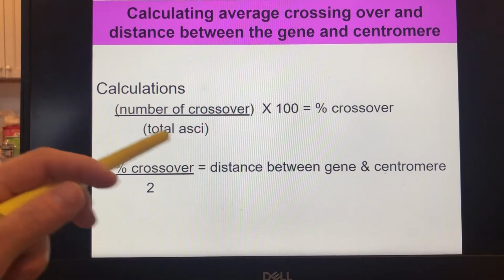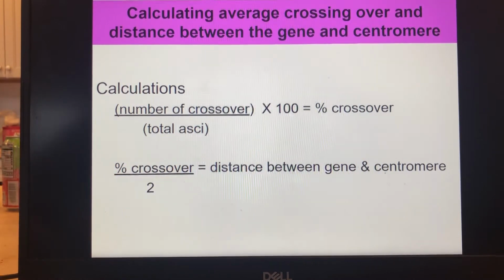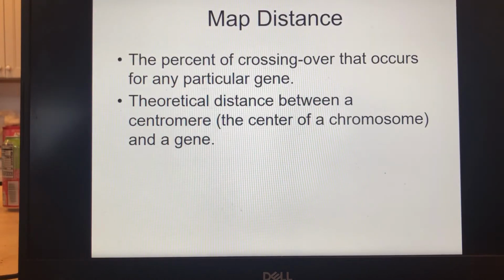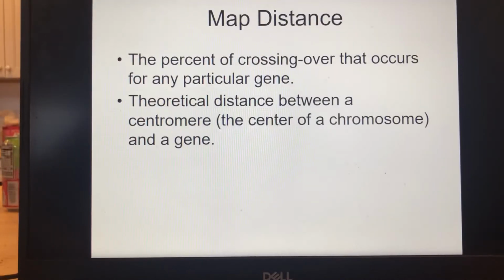This answer, percent crossover divided by 2, is the distance between the gene and the centromere. So that's how you're able to find the map distance, the percentage of crossover that occurs for any gene. And again, it's a theoretical distance between the centromere and the gene itself, okay? The larger it gets, the farther away the gene is from the centromere.